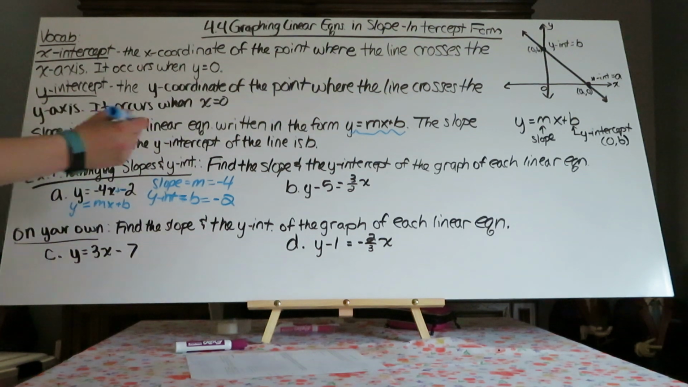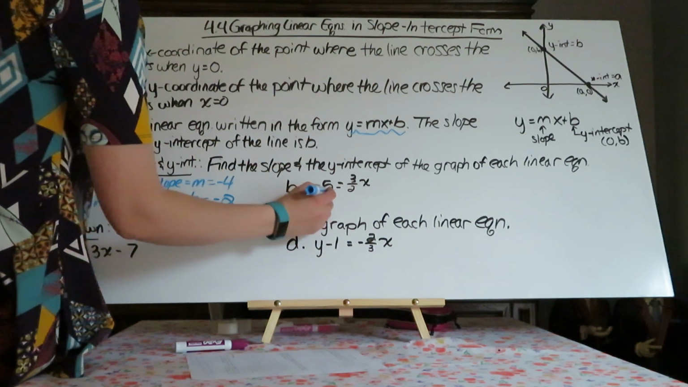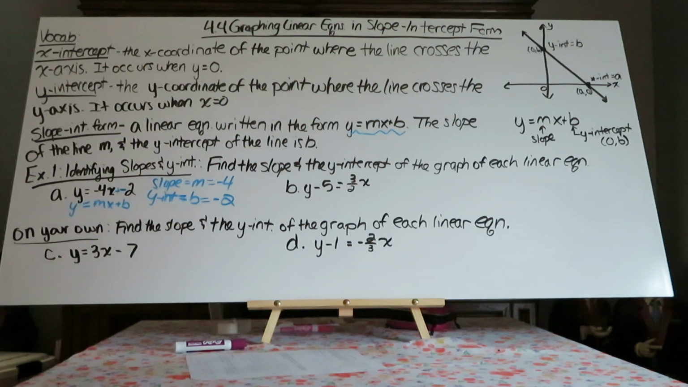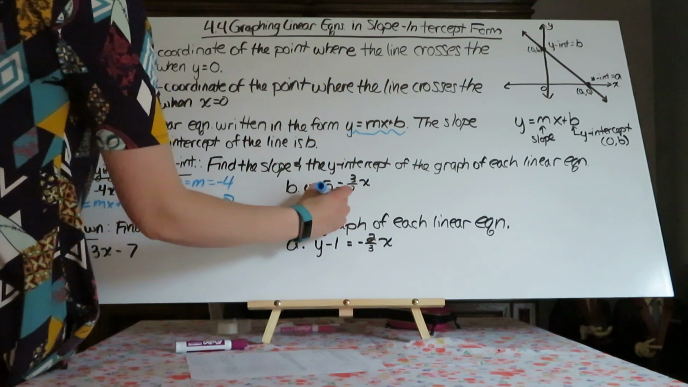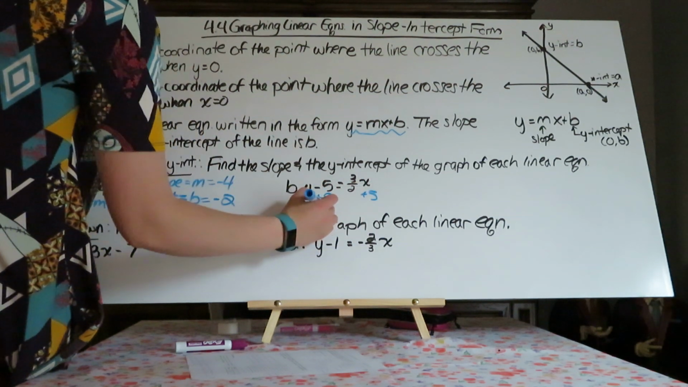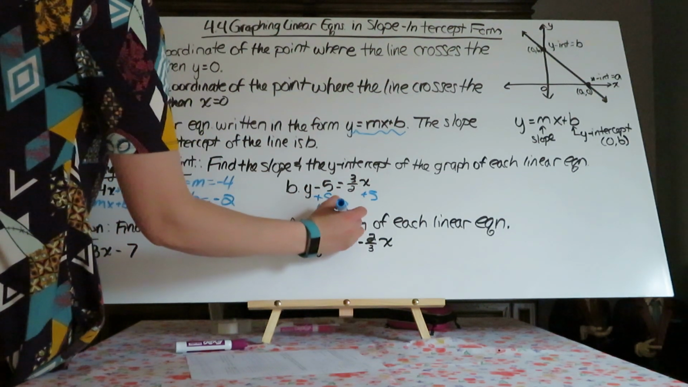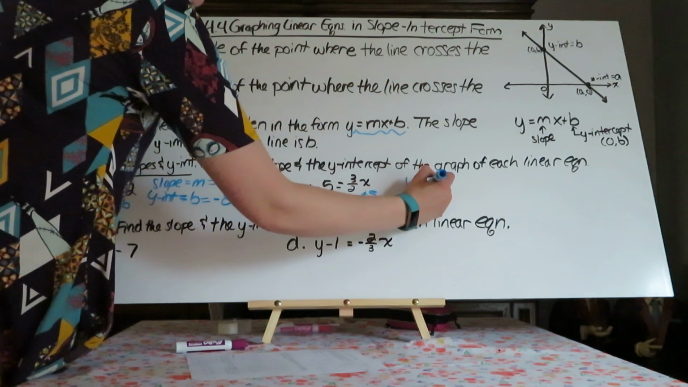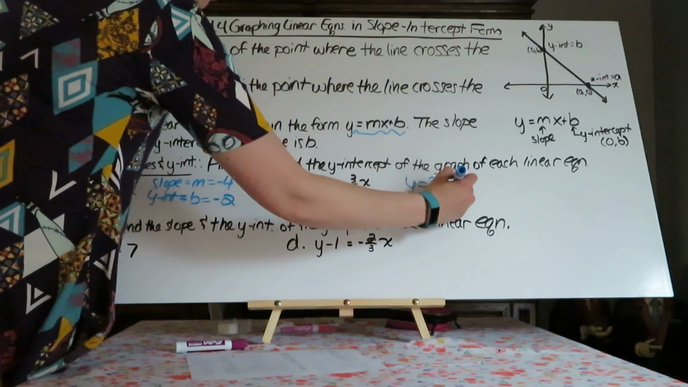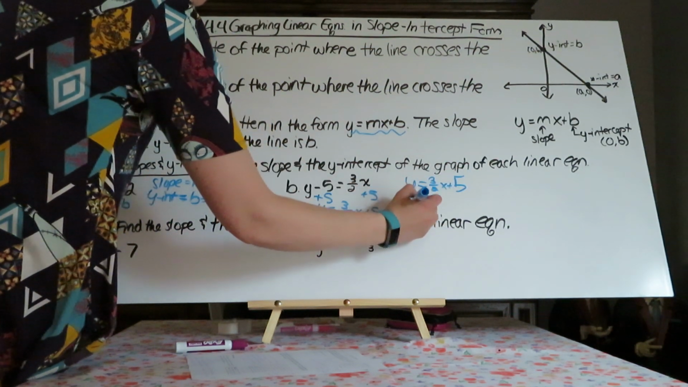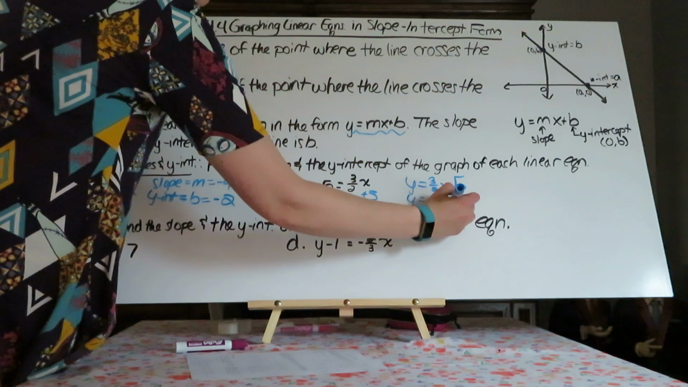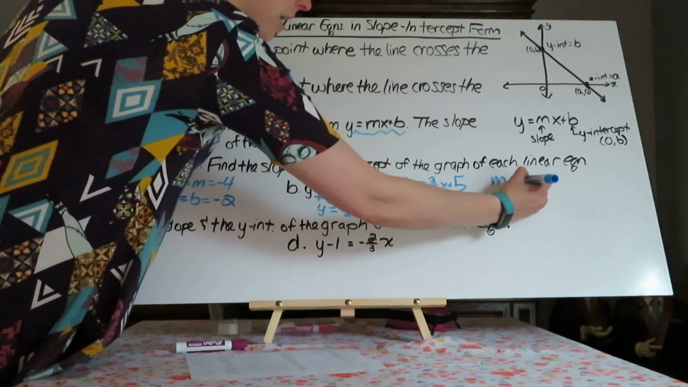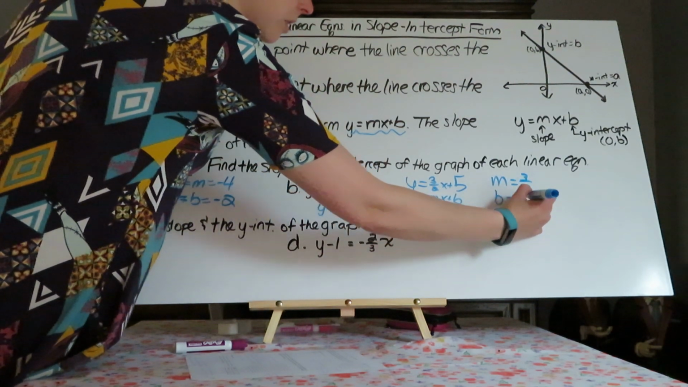All right, so letter B. Y minus 5 equals 3 halves x. Ooh, that does not say y equals mx plus b. So I'm going to isolate my y. So I'm going to add 5 to both sides. Y equals 3 halves x plus 5. I have to rewrite it up here so that way I can write y equals mx plus b below it. All right, so that means that my slope, so m is 3 halves, and my y-intercept is 5.